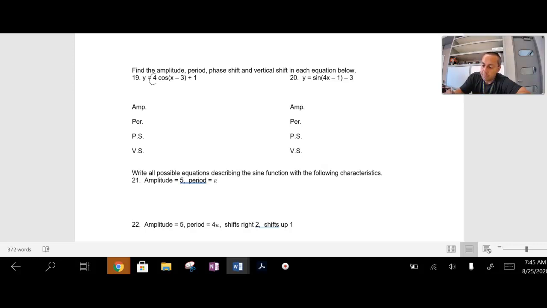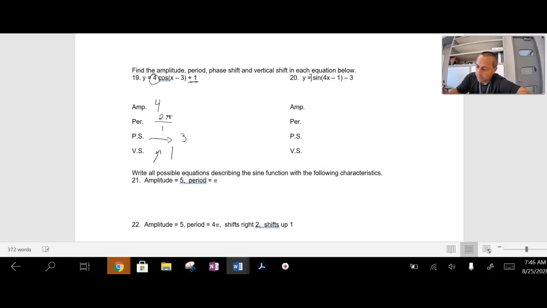Amplitude here is the absolute value of this number, so that's 4. Our period should be 2 pi divided by b. B is the coefficient of your x. In this case, your x is a 1, so our period would just be 2 pi. Since we have x minus 3, this is going to get shifted right 3. And then we're adding a 1 means we're going to go up 1.